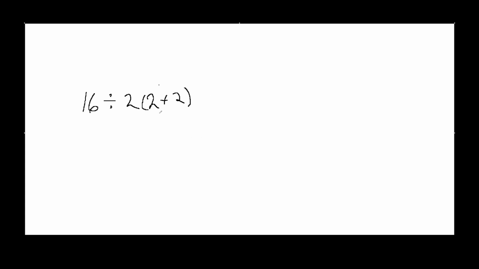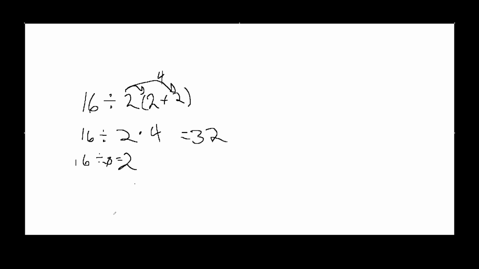And then what you're supposed to do is you put the parentheses. This is 4. So you have 16 divided by 2 times 4, which is 8 times 4, which is 32, right? And then the stupid way to do it is by multiplying the 2 in here, and so you get 4 plus 4, which is 8, so you get 16 divided by 8, which is 2. Alright, that's the wrong answer.